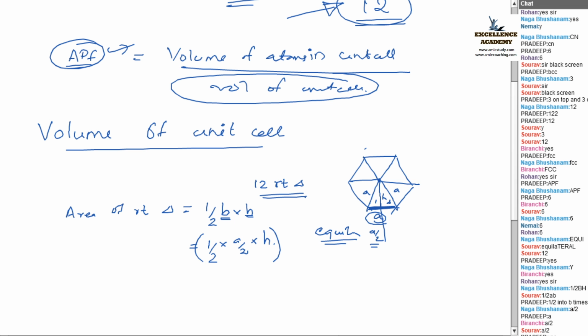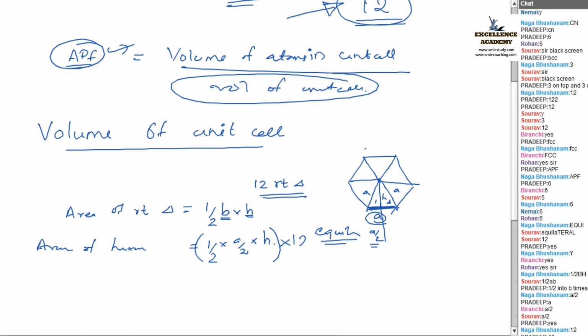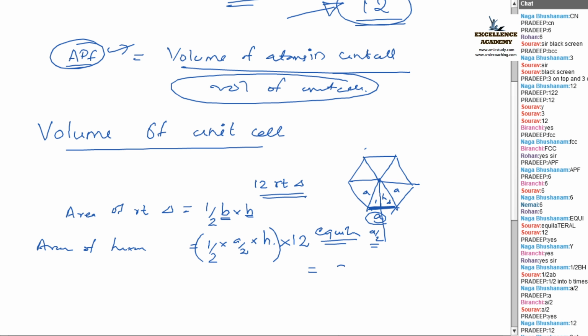How many triangles are there to find out the area of the hexagon? Area of hexagon, I want to find out. So you have to multiply with how much? With the 12. Okay. So what is the answer? Yes, 3AH.